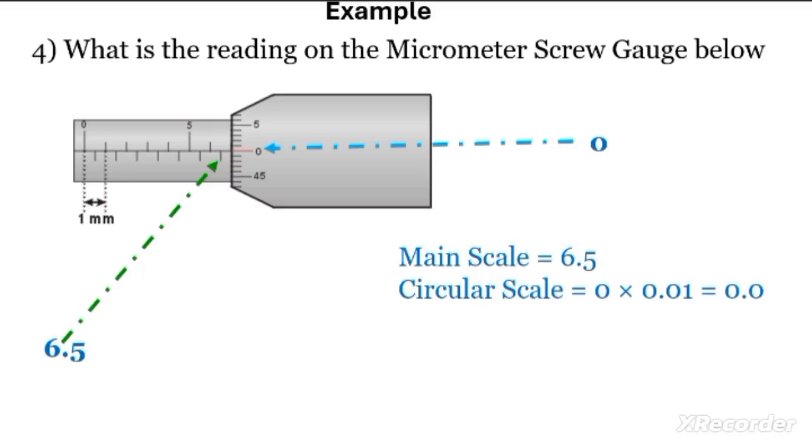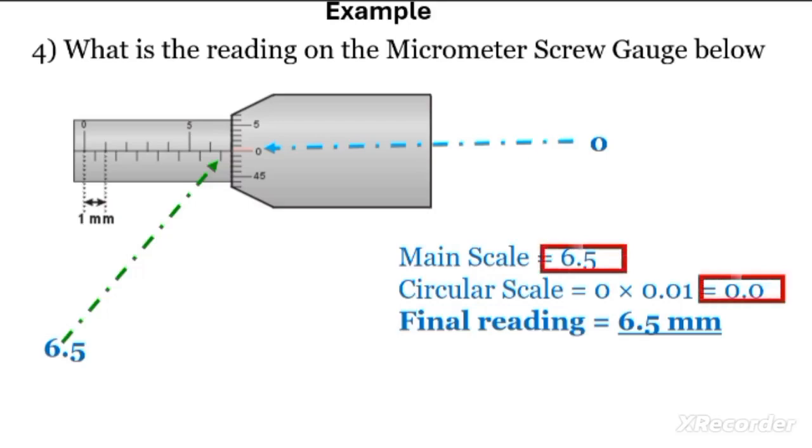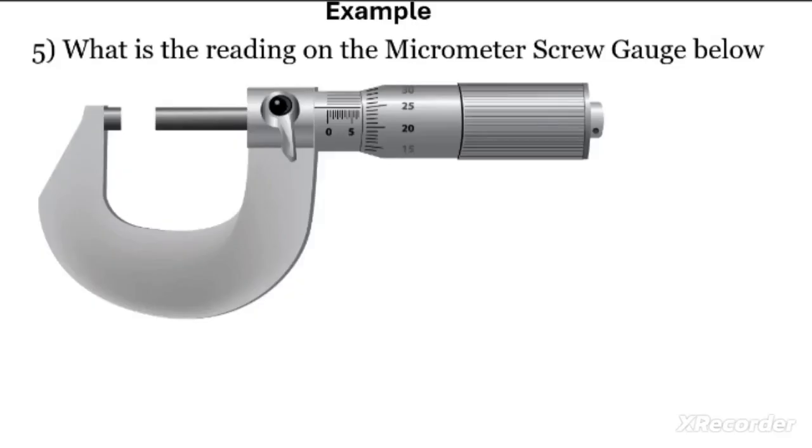Okay, let us add these two numbers to find the final reading. We are going to say 6.5 plus 0.0. We are going to get 6.5 millimeters. So this is our final reading. We move to the next example, which is example 5. We have example 5 here.